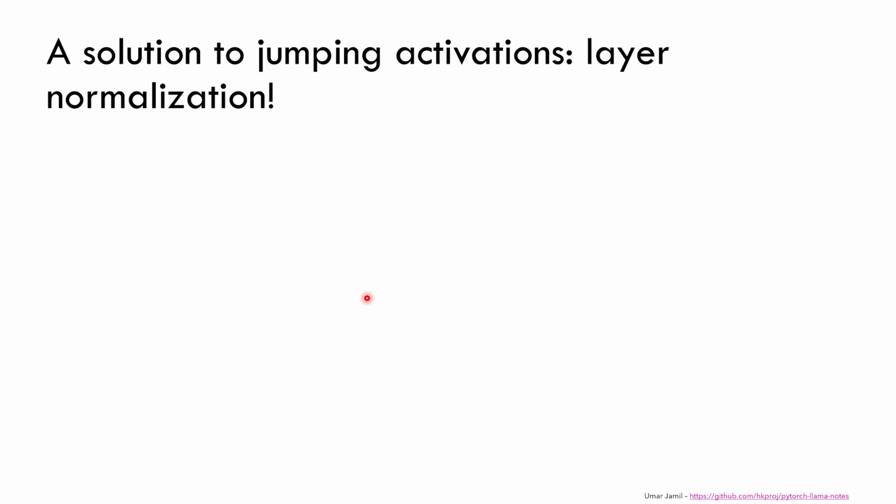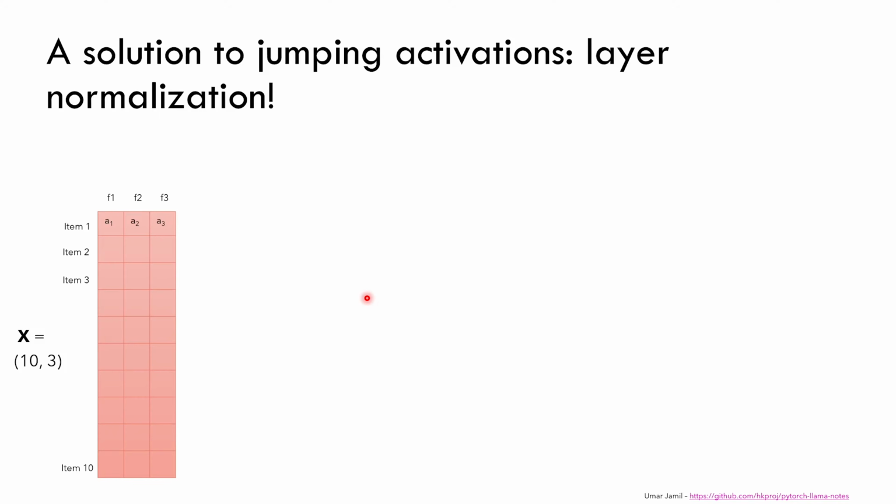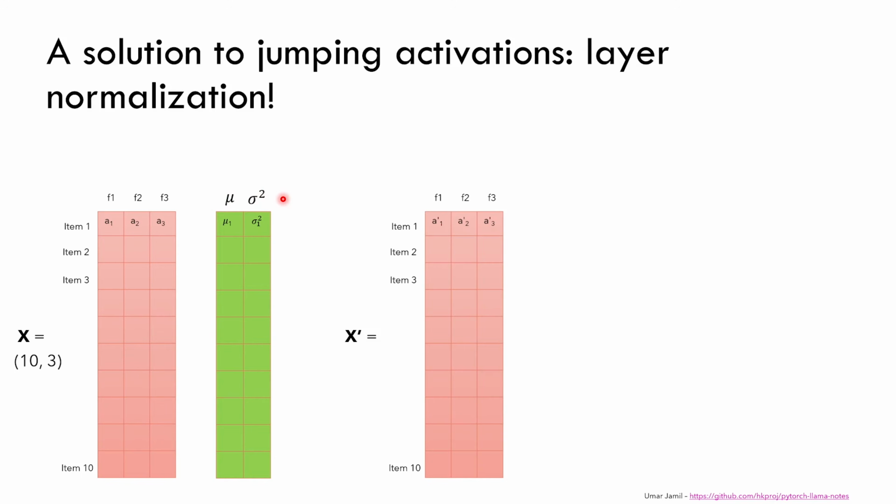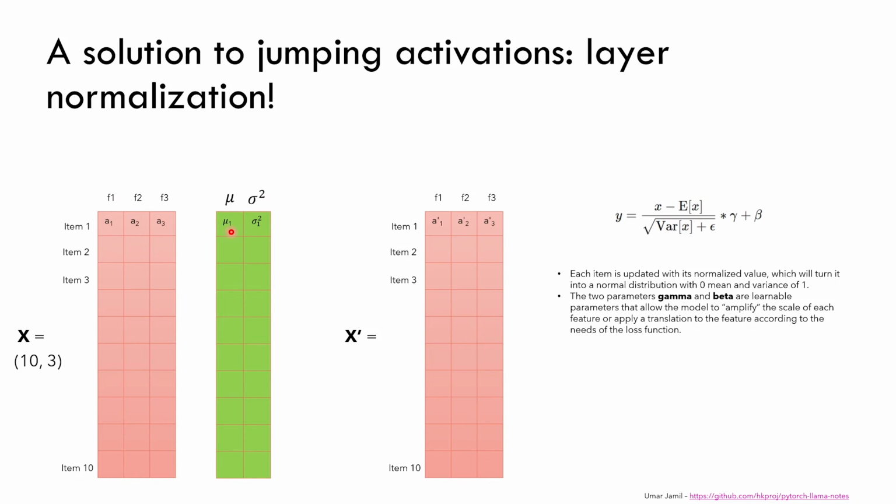So what do we do? We do layer normalization, at least in the vanilla transformer. So let's review how the layer normalization works. Imagine we still have our input x defined with 10 rows by 3 columns, and for each of these items independently we calculate two statistics. One is the mu, so the mean, and one is the sigma, so the variance. And then we normalize the values in this matrix according to this formula.